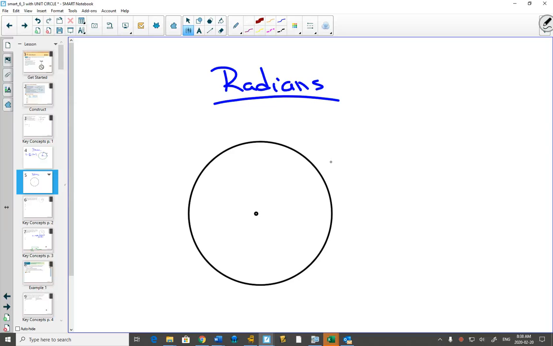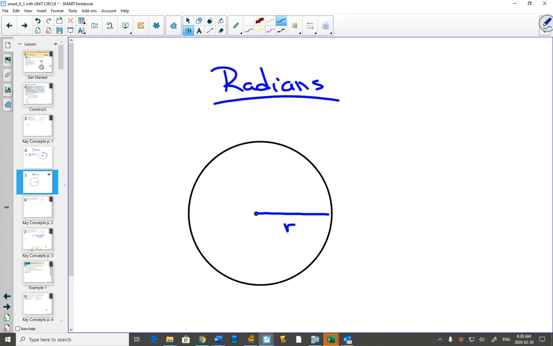So what we have here is a circle. I'm going to draw a radius here. And if I took this beautiful triangle to make that circle, anybody know what kind of triangle this is? What's the name of this triangle?